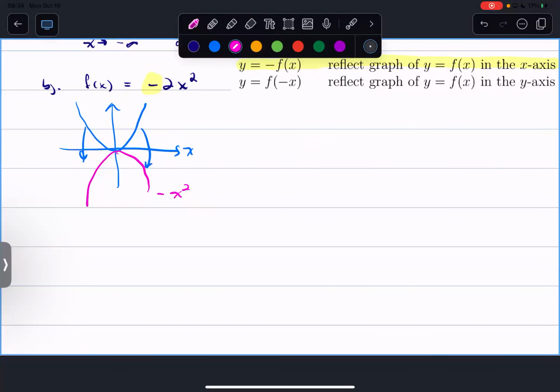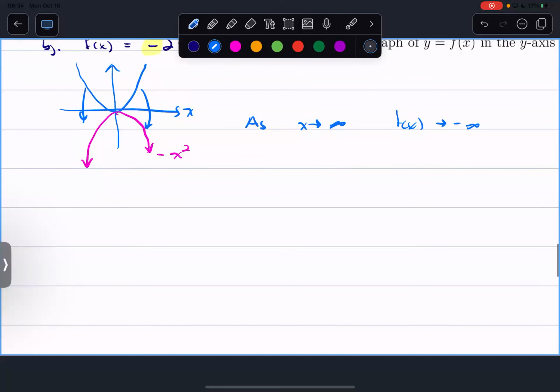So now what's the long run behavior? The long run behavior as x goes to infinity, f of x is going to go to negative infinity. None of my infinities look very good. As x goes to negative infinity, f of x is also going to go to negative infinity.